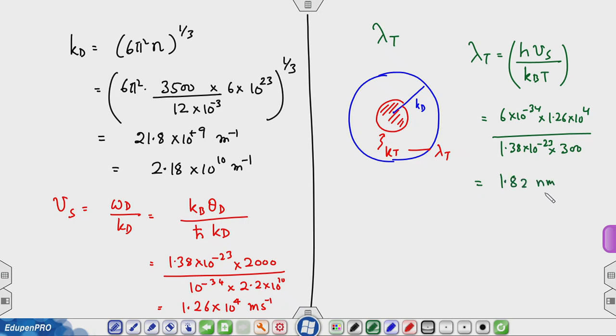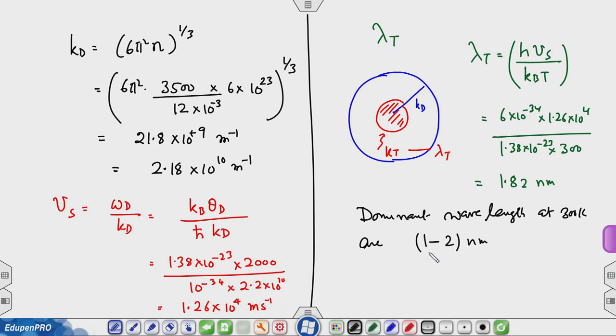So we can say that the dominant wavelength at 300 K is in the range, say, 1 to 2 nanometers. It appears as if this is independent of theta_D, but it's not, because theta_D or k_D comes in through v_s. So they're all related with each other.